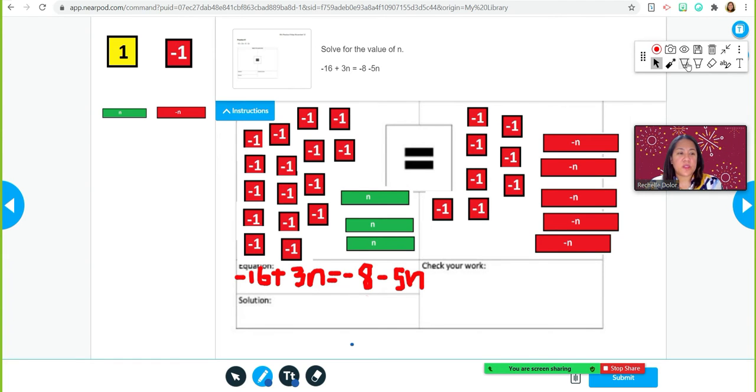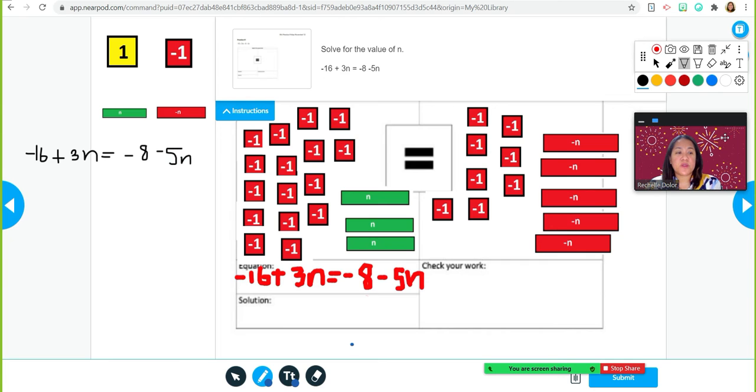Okay, so I have here negative 16 plus 3n equals negative 8 minus 5n. I'm going to use the equal sign because I always want to see the division of left and right. The first thing you need to do is identify the least constant value. Is it negative 8 or negative 16? It's negative 16. Therefore, you're going to cancel that out by adding 16 to both sides.